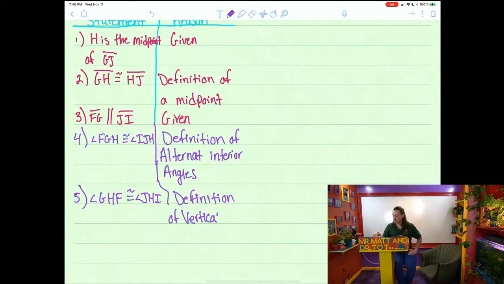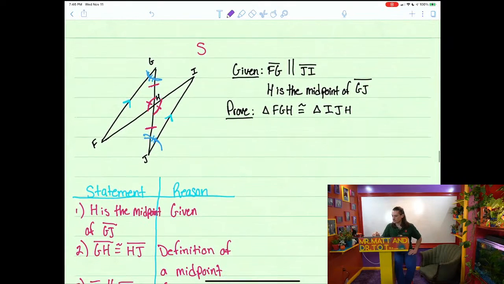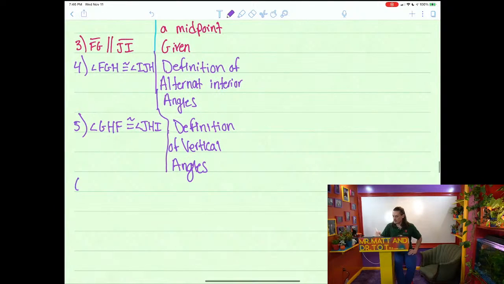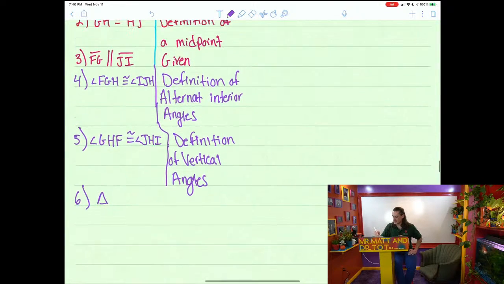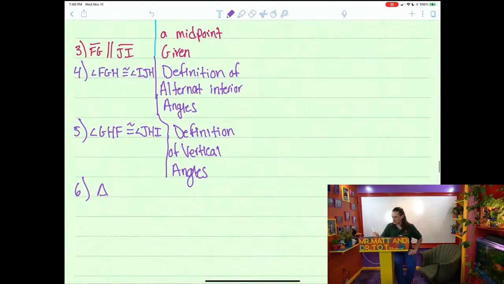So triangle FGH is congruent to triangle IJH because of the angle side angle congruency postulate.